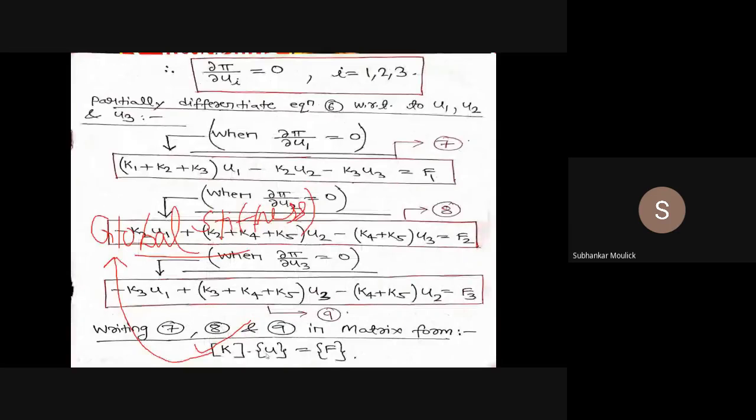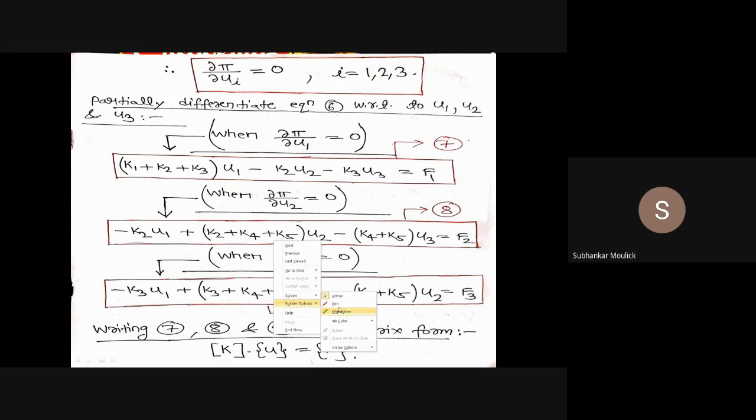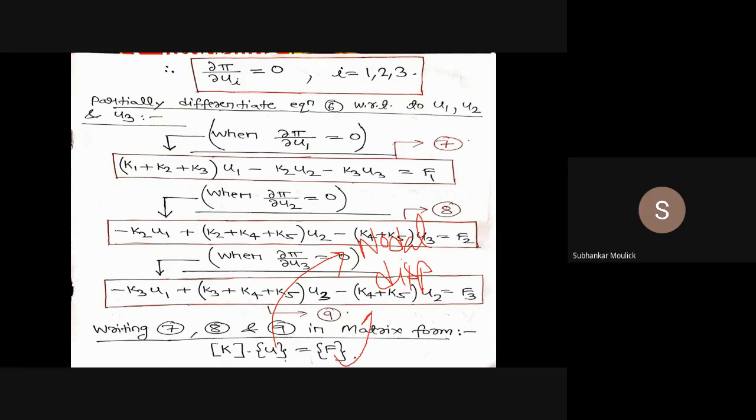What is this u? This u is your nodal displacement vector. That means there are a total of 3 nodes present. So this u will be a column matrix, a 3 cross 1 column matrix. And what is this F? This F is known as the nodal force vector. This F is known as the nodal force vector.